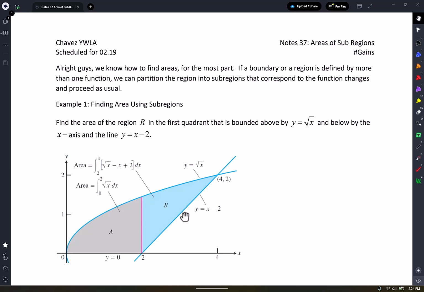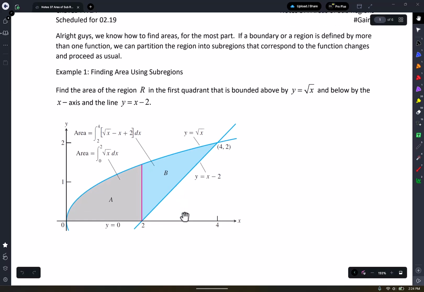All right. Having said that, let's talk about this. Let's see what it says. It says, all right, guys, we know how to find areas. For the most part, if a boundary or region is defined by more than one function, we can partition the region into subregions that correspond to the function changes and proceed as usual. Finding area. So this you already know.